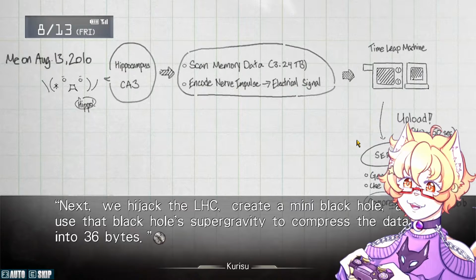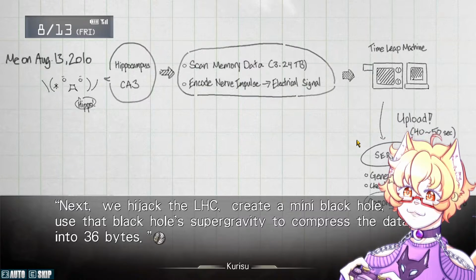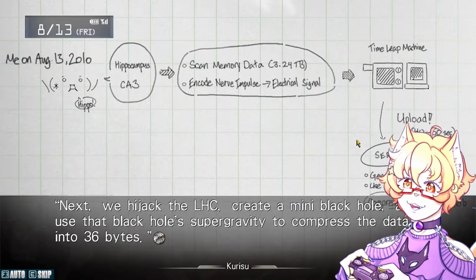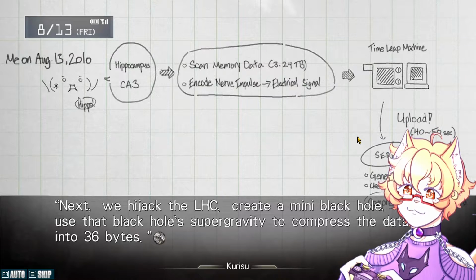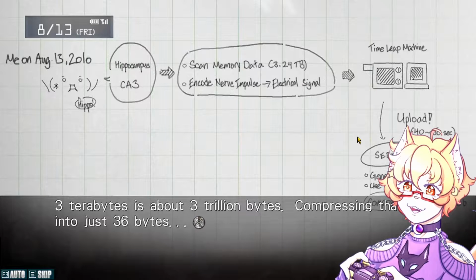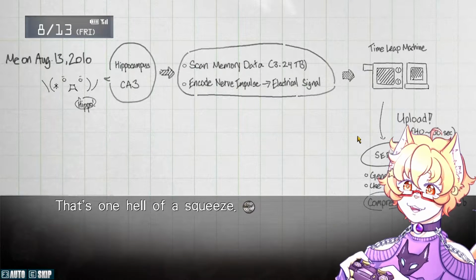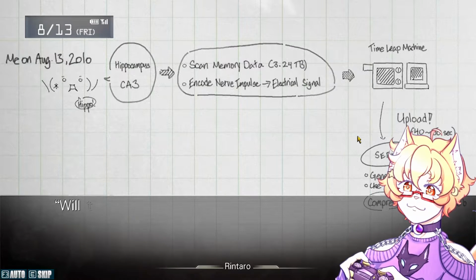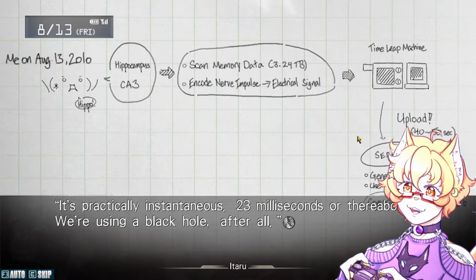Next, we hijack the LHC, create a mini black hole, and use that black hole's supergravity to compress the data into 36 bytes. You're making 3.24 terabytes into just 36 bytes? 3 terabytes is about 3 trillion bytes. Compressing that into just 36 bytes. That's one hell of a squeeze. Yeah, that's what I was thinking. Will the compression take long? It's practically instantaneous. 23 milliseconds or thereabouts. We're using a black hole, after all.